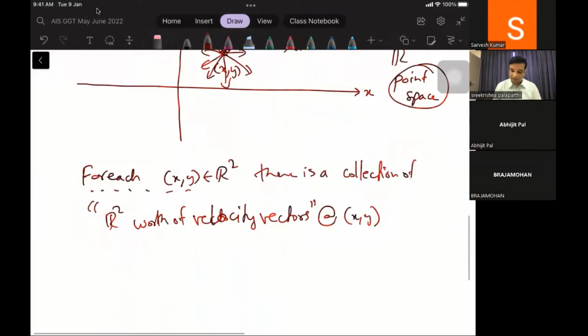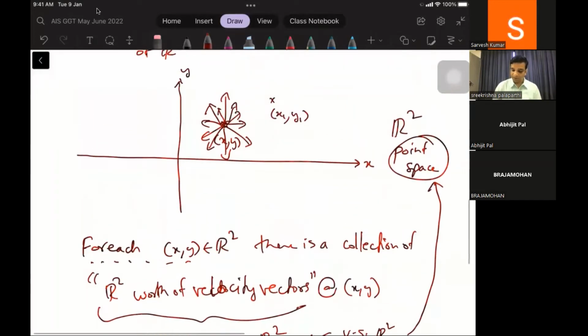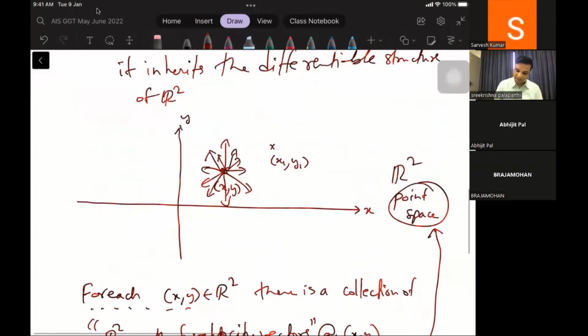This particular collection of R2 worth of velocity vectors has the standard properties of vectors one studies in a physics course. So this collection forms a vector space, which is isomorphic to R2 at that point (x, y). So this is the vector space R2 at (x, y), which is different from the point space. I want to emphasize that at each point you have this vector space. So at this point also there are R2 worth of vectors.